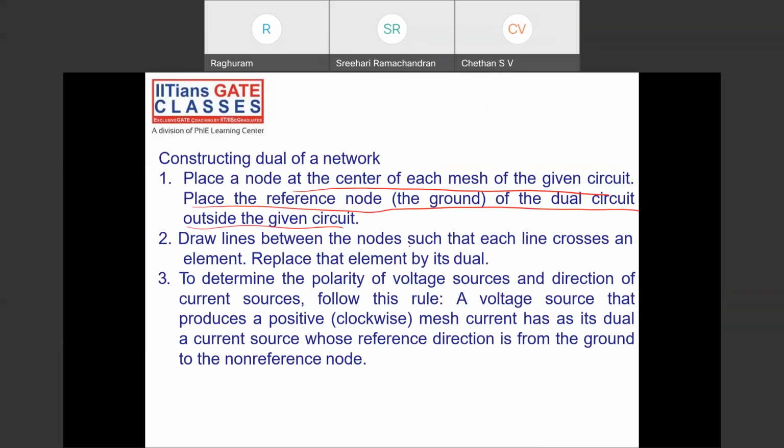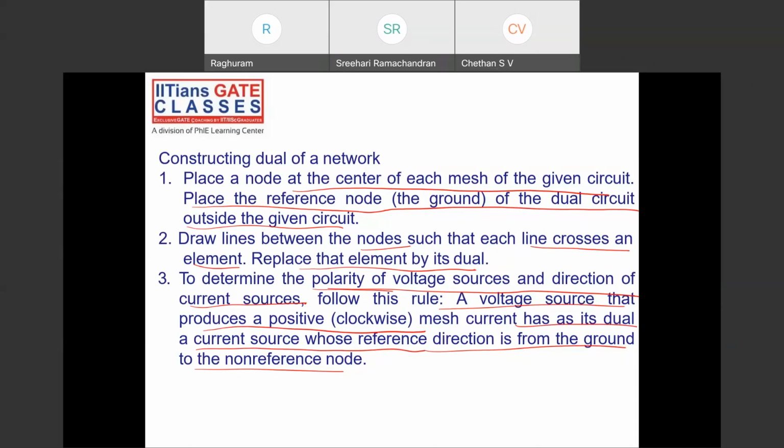Draw the lines between the nodes such that each line crosses an element. Replace that element by its dual. To determine the polarity of voltage source and the direction of current sources, this is important. Follow this rule: a voltage source that produces a positive or clockwise mesh current has its dual current source whose reference direction is from ground to the non-reference node.